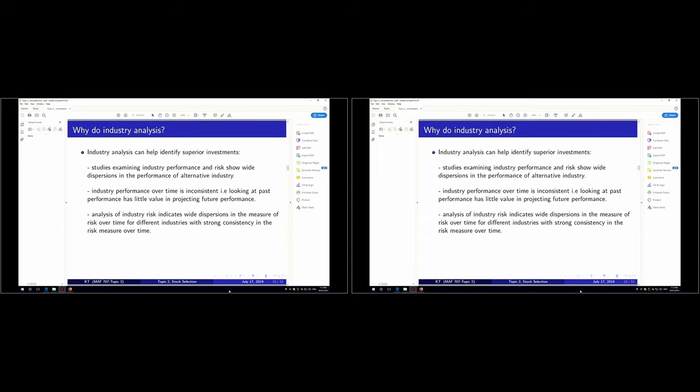So why do we need to do industry analysis? Industry analysis obviously helps identify superior investments, and studies on industry analysis have proven that there is no consistent performance. You cannot look at past industry performance and predict how the industry is going to perform in the future. There is varying performance, so you need to do industry analysis as part of your investment decision process, because past performance has little value in projecting future performance, and also industry risk is diverse. The dispersion of industry risk also differs from industry to industry, but there is some consistency within industries in terms of risk measure over time.